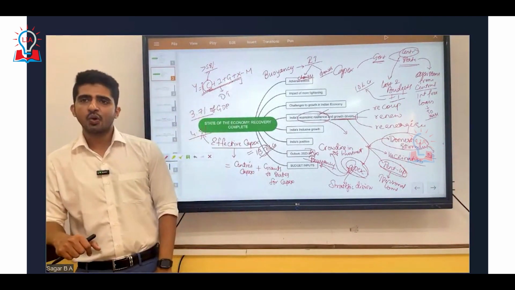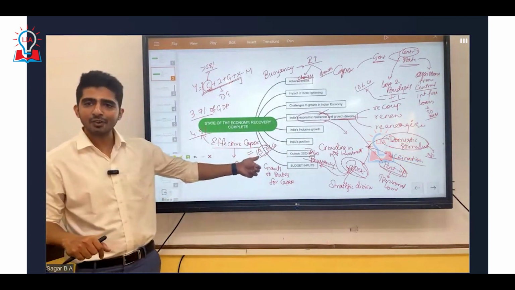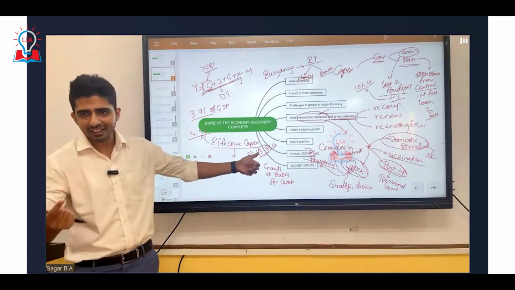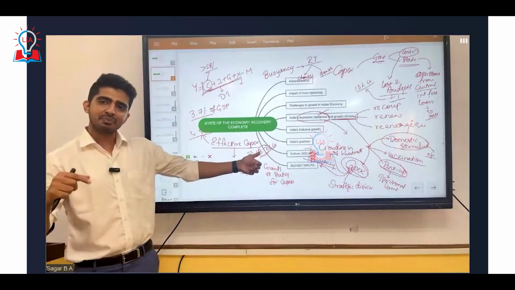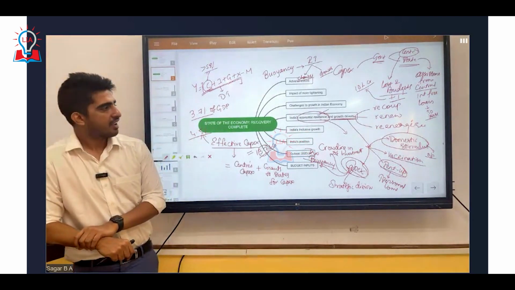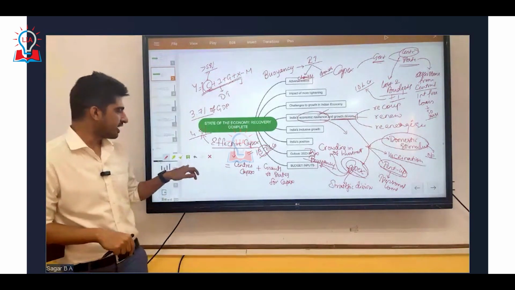Done. So what can we expect in the future? The government has increased the effective capex. Can we expect more capex from the private sector? Yes. Can we expect more growth? Yes, we can expect. Now, how many are done? 4 are done, right?